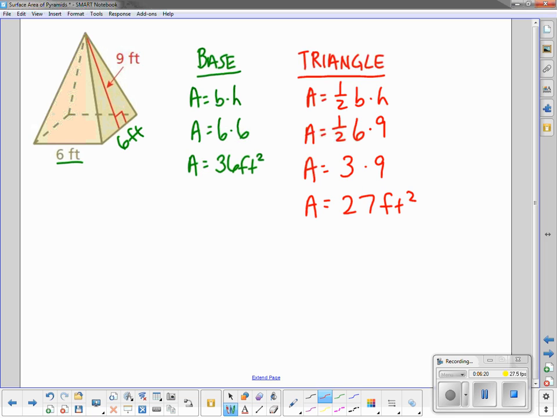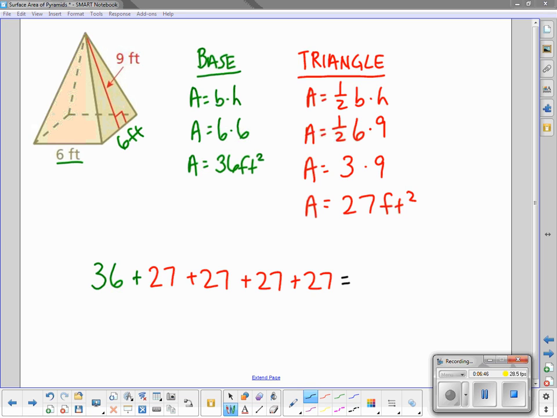So now we need to go and add all of them together. So we have 36 for the base plus 27 for the right side plus 27 for the left side plus 27 for the front plus 27 for the back. And when I add all of those together, I get 144 square feet.